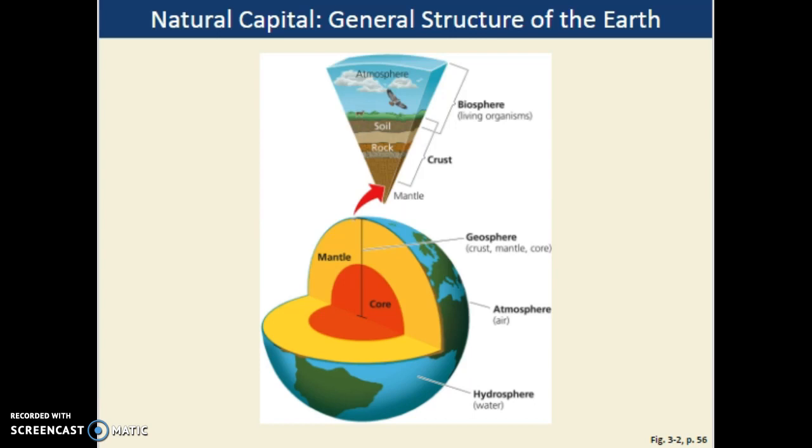If you look at this cross-section of the earth, we can see where these things reside. There's the biosphere, soil and rock. That's going to be the geosphere all the way down to the core. The atmosphere and the biosphere are going to have some overlap, and the hydrosphere and the biosphere are going to have some overlap.